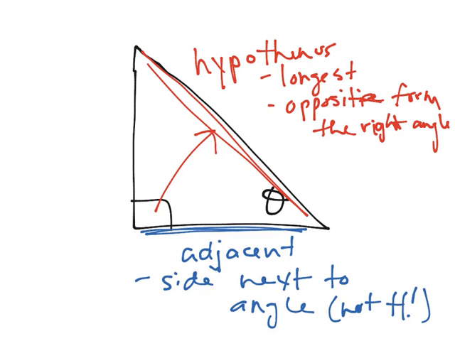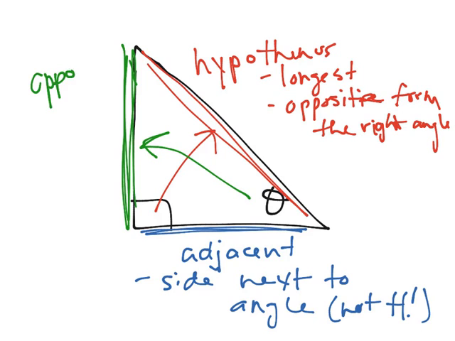Alright, then we want also the opposite. So the opposite is the only side that's not touching your angle. So this would be the opposite side. It's not touching your angle.